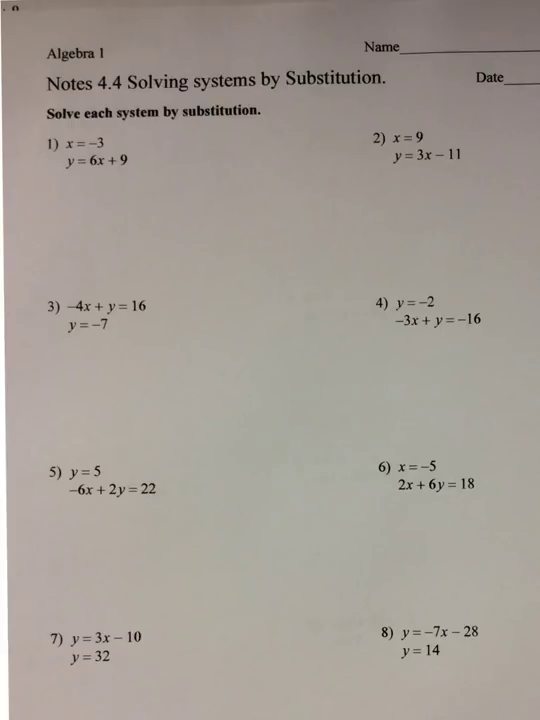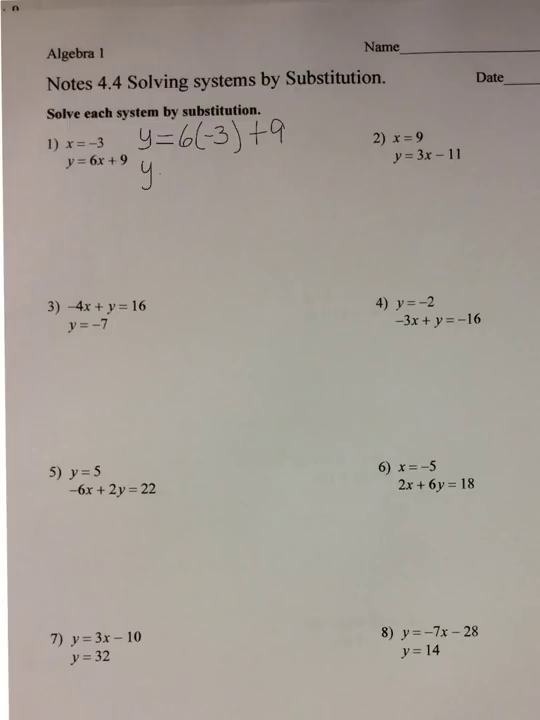Okay guys, so today we're going to be learning solving systems by substitution, and we're going to spend 3 days on this, and we're going to start off easy. So really what you have to do is substitute the value that's already given into the other equation to find the answer. So here x equals -3. To find the y value, for every x we plug in that -3. So it'll be y equals 6 times -3 plus 9.